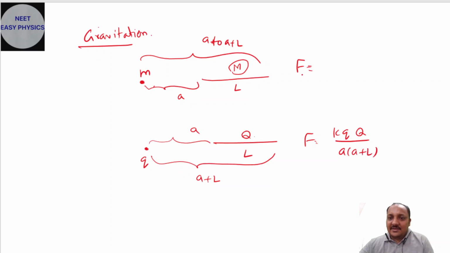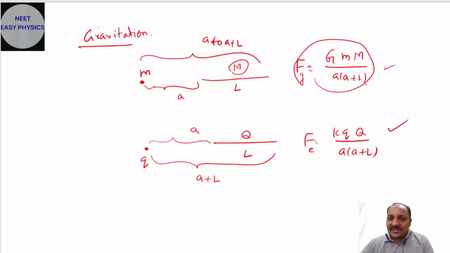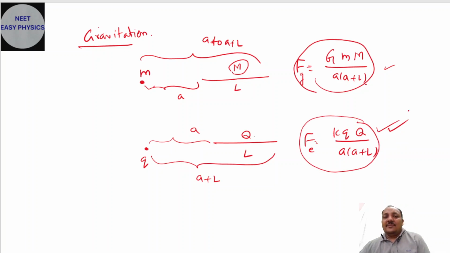In this also you will get the same gravitational force. This is the electric force; in place of K you will get G small m capital M by A into A plus L. If you did this in gravitation previously, then in this lesson you can write this formula very easily. I think it may be helpful for you. So this is how to calculate the force and how to remember logically the force between these two charges. One is a point charge, another is an extended charge, a continuous charge distribution. I hope you understood. Thank you.